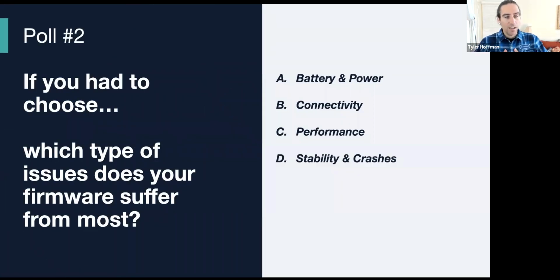Oops, I forgot. Poll first. If you had to choose, which type of issue does your firmware suffer from most? Let me see, poll 2, launch. I'm mostly curious about this because I can also tie some of the talk in at the very end, and hopefully it spurs your questions a little bit more too. All right, I'll give it another 10 seconds.